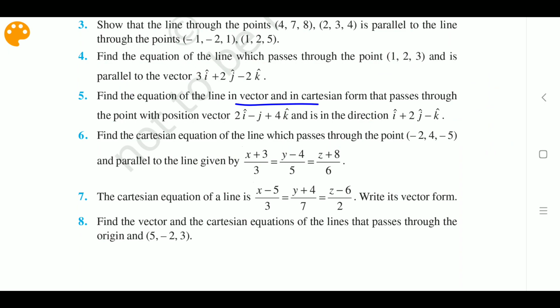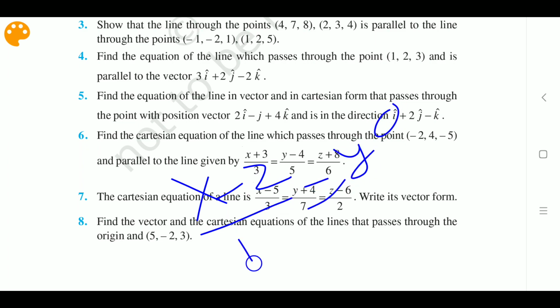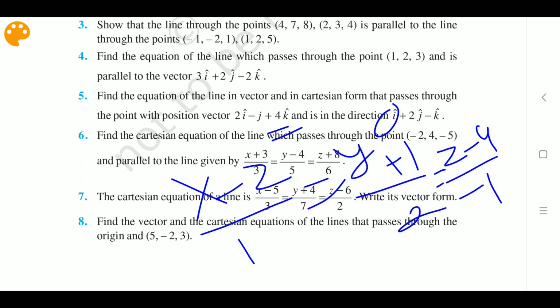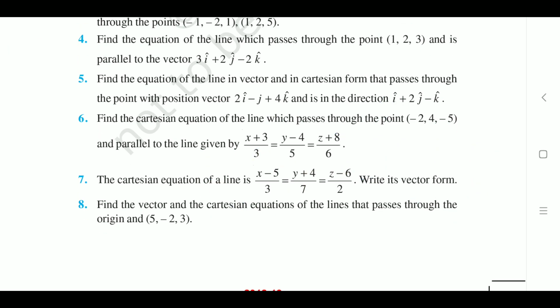Next, question number 5, we have to find out the equation of a line in vector and Cartesian both forms that passes through this point. This is a point, this is a position vector. Okay, this is a position, means this is a point vector, and the direction you have already. So just put this plus lambda into this. This is a vector form. If you have to write in the Cartesian form, I have already told you in ample time. X minus 2 divided by 1, y plus 1 divided by 2, z minus 4 divided by minus 1. This is in the Cartesian form.